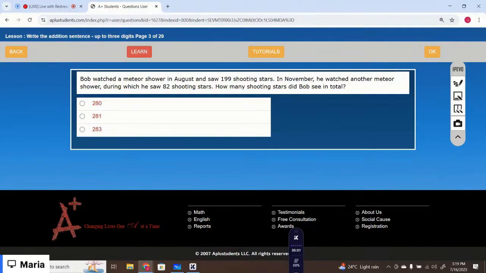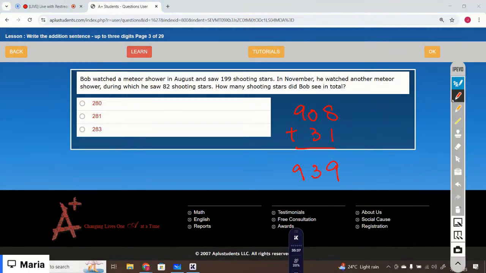Bob watched a meteor shower in August and saw 199 shooting stars. In November, he watched another meteor shower during which he saw 82 shooting stars. How many shooting stars did Bob see in the year?